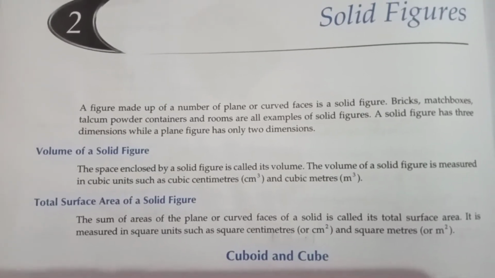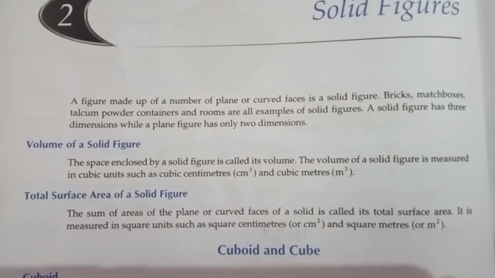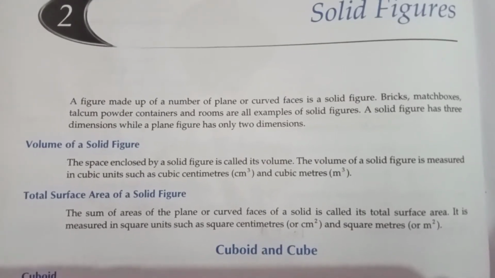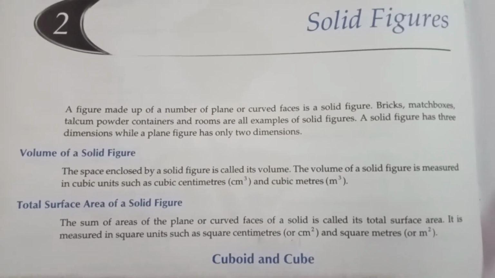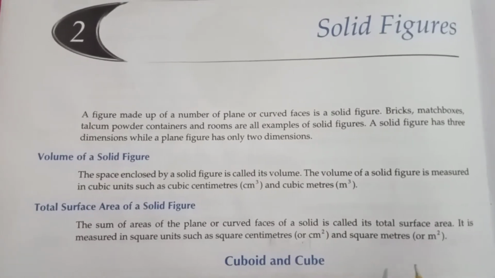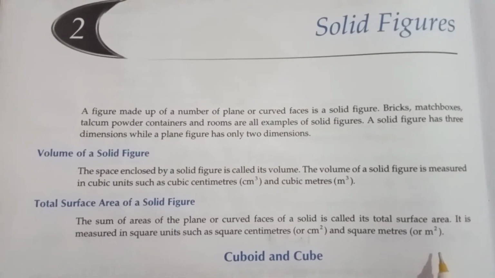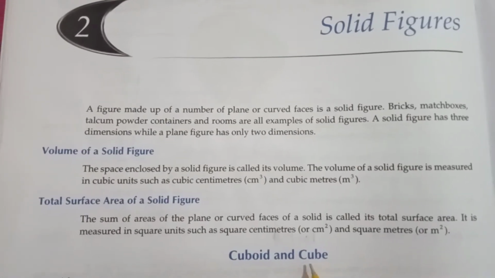Next one is total surface area of a solid figure. The sum of the areas of the plane or curved faces of a solid is called its total surface area. It is measured in square units such as square centimeter or square meter. Total surface area is measured in square centimeter or square meter. Okay. Now the two solid figures we will study are cuboid and cube.